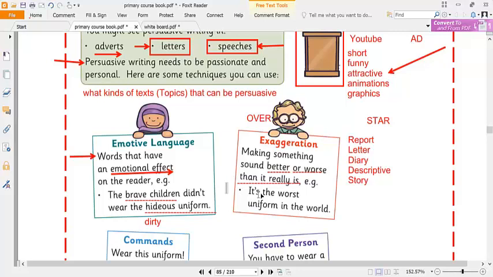This is the worst uniform in the world. This expression is an exaggeration because the uniform that I wear is not exactly the worst one. Maybe there are other bad uniforms. If you say something is the best or something is the worst, it is an exaggeration. يعني مبالغة. Over.